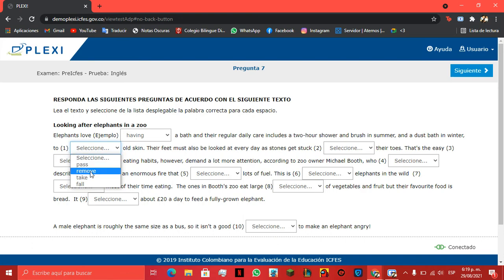I think the correct answer is remove, because it's like they quit all that old skin, and these words like pass, take and fall aren't correct to use if we want to talk about removing or quitting something.